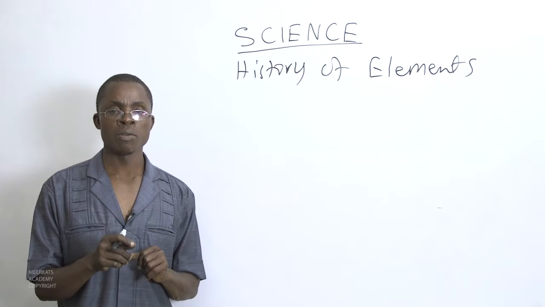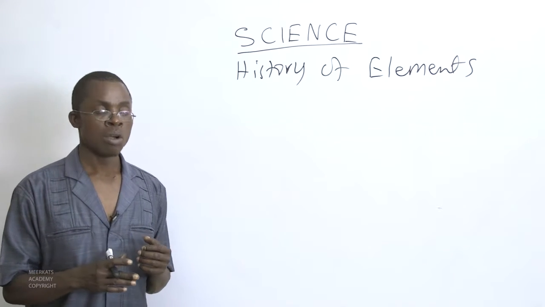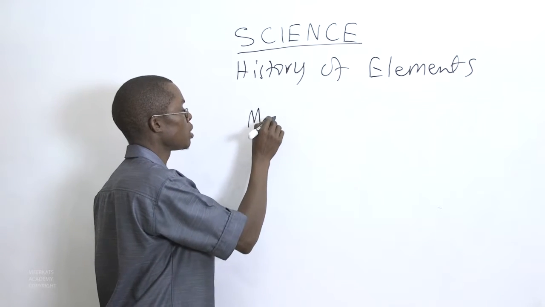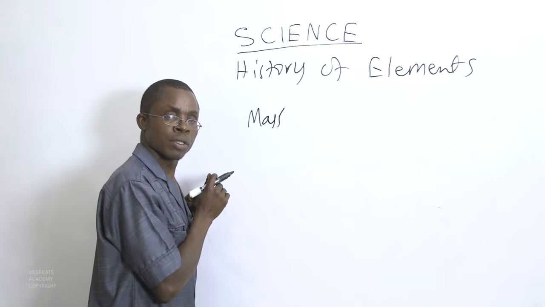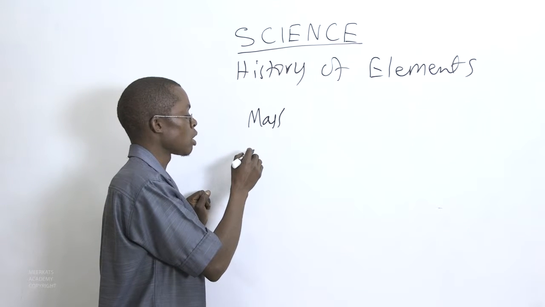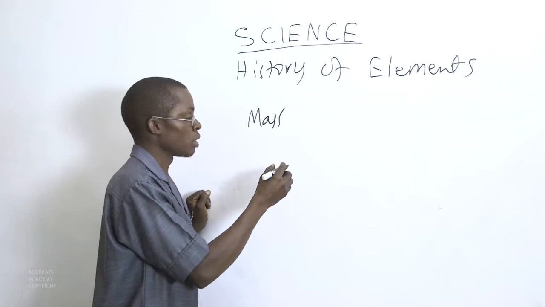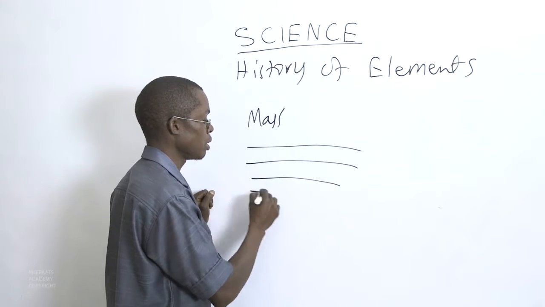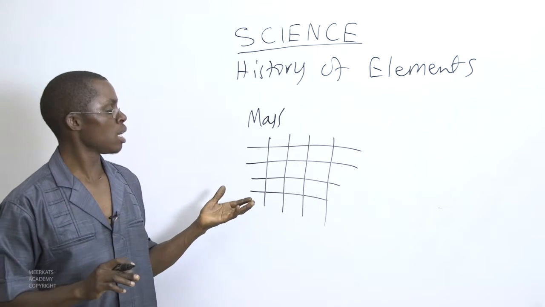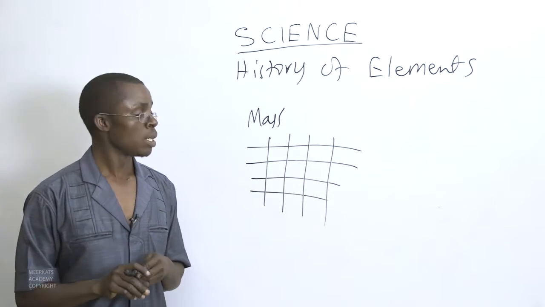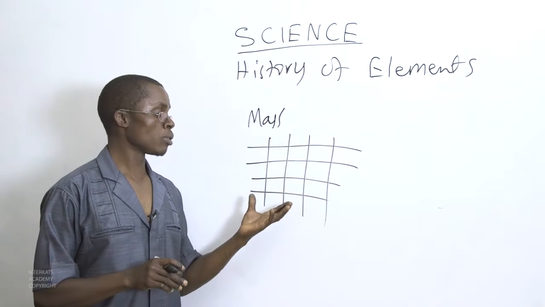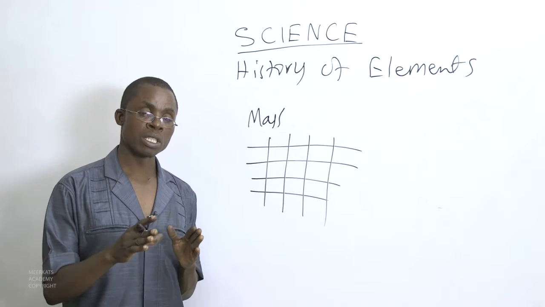So Dmitri Mendeleev arranged these elements, and mostly by then, as I said earlier, it was based on mass. By this mass, he arranged these elements in columns and rows. He arranged these elements in columns and rows, and by doing so, he also saw what we discovered earlier when we were arranging those numbers of ours.